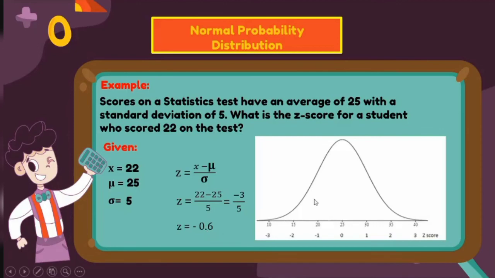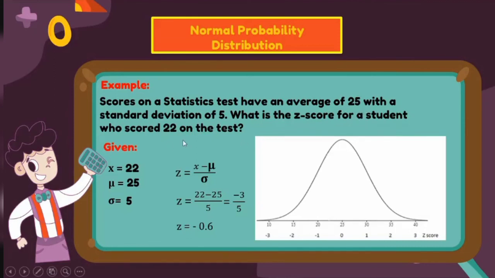So we have a negative C-score since yung value ng X natin is lesser than the value of our mean or average, di ba? Meron tayong 22 lang dito eh. Ang average kasi natin is 25.